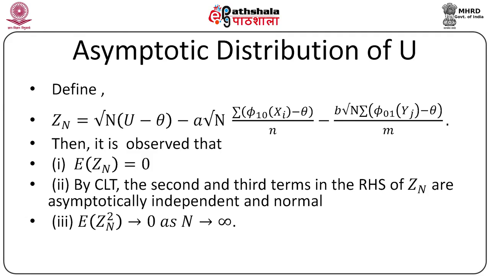Next, consider example 2 again. Here, the U statistic is the proportion of observations such that Xi less than Yj. Then, as earlier, the asymptotic distribution of square root of n into U minus theta is normal 0, sigma square, where sigma square is sigma square 10 by lambda plus sigma square 01 by 1 minus lambda. Naturally, sigma square 10 takes the form integral of 1 minus capital G of x whole square dFx minus theta square, and sigma square 01 takes the form integral of F of x square dGx minus theta square.